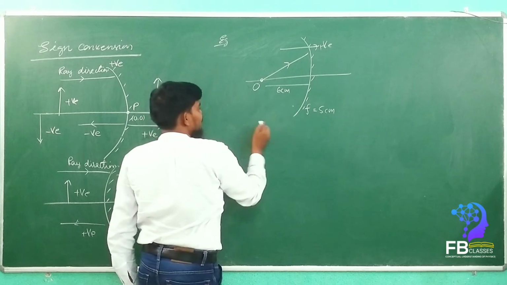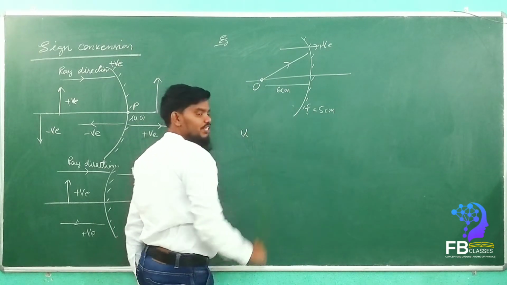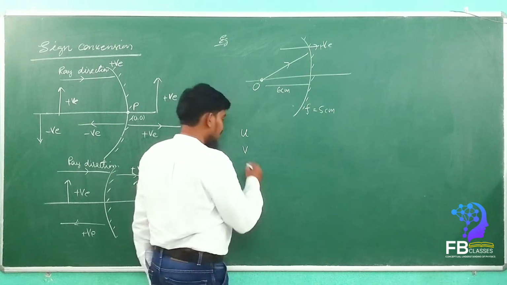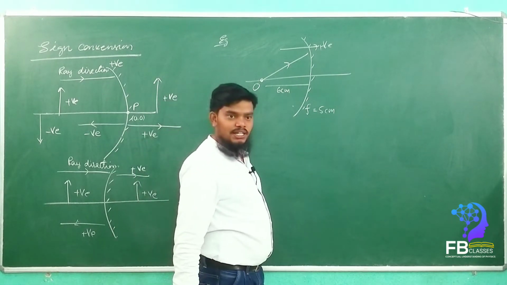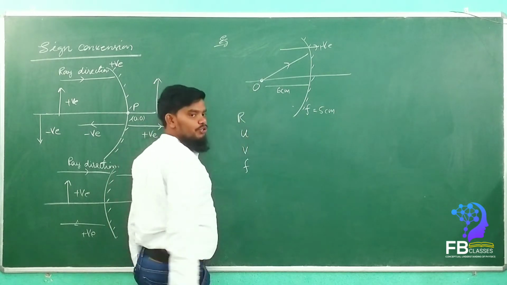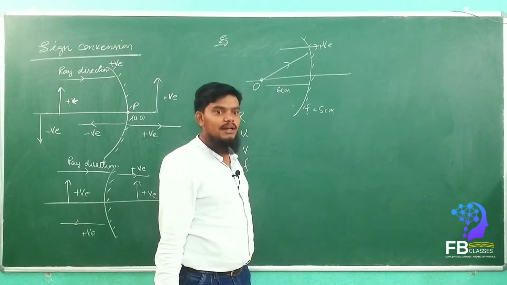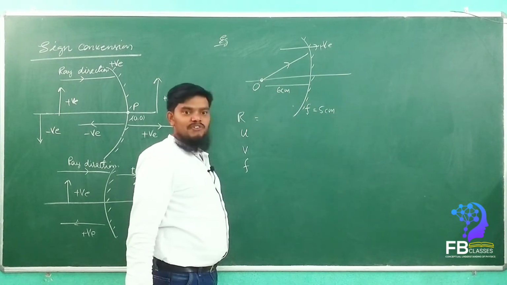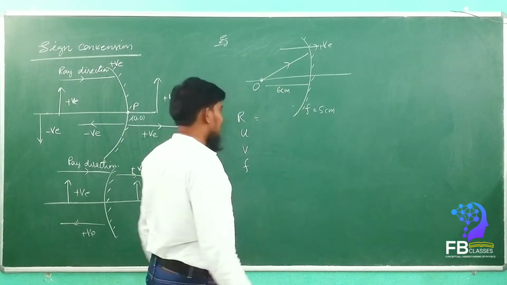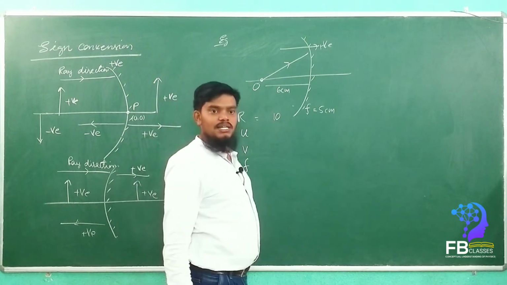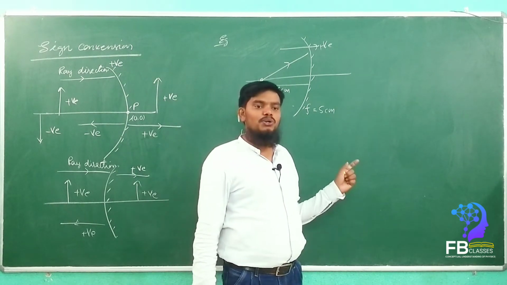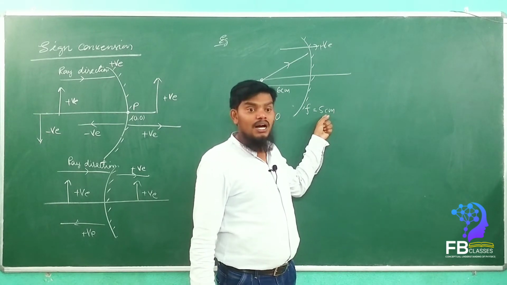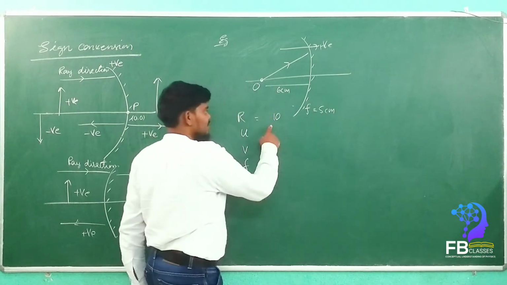Now the distance of the object we denote with u, the distance of the image we denote with v, the focal length we denote with f, and the radius of curvature we denote with r. We know very well. Let's see here now, R is equal to how much, my dears? 2 times the principal focus, which comes as 10. R is equal to 2f, F is equal to r by 2. So that means it is 10 centimeters.